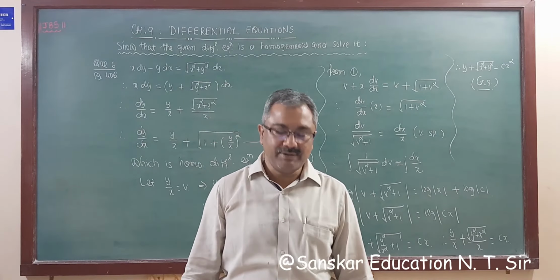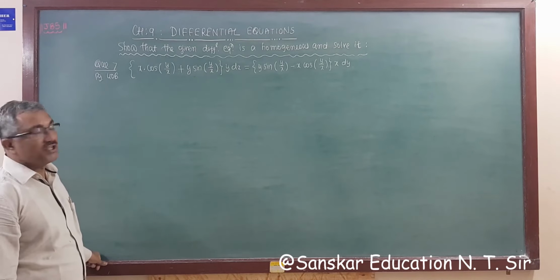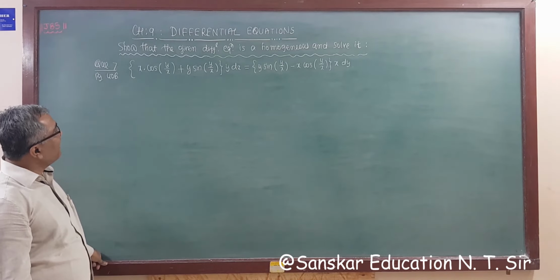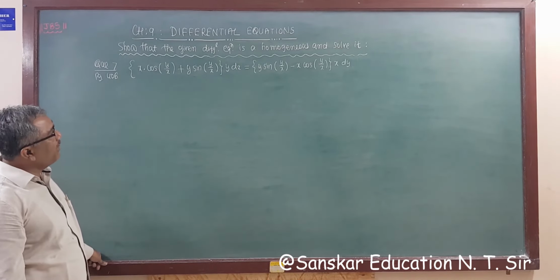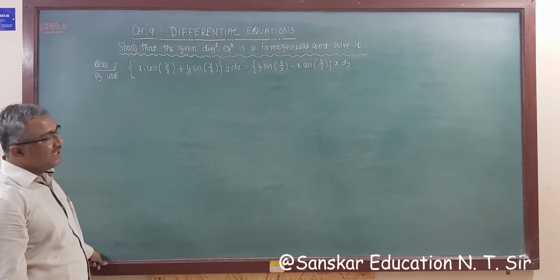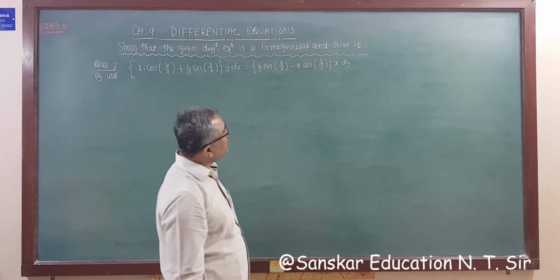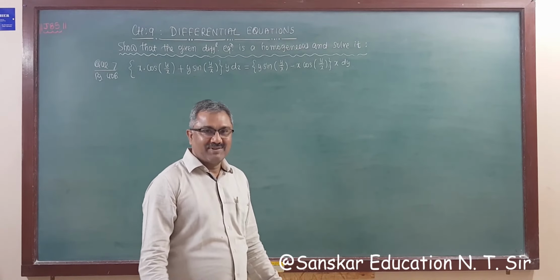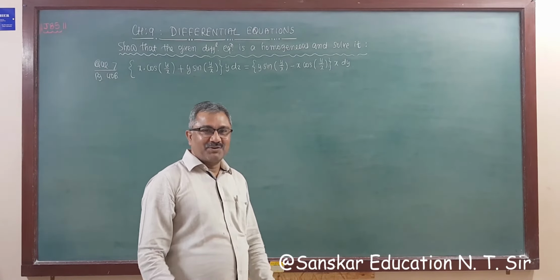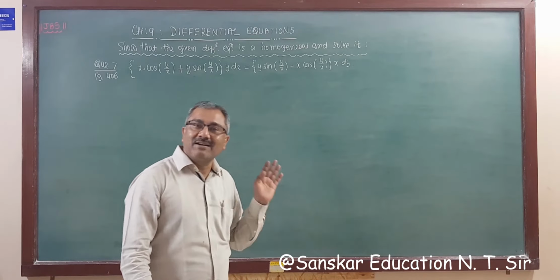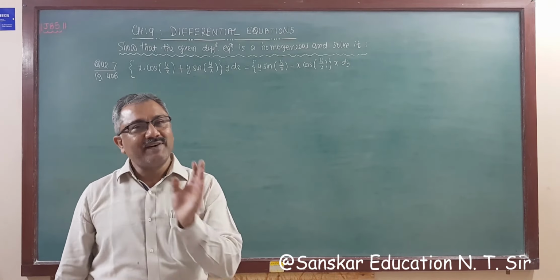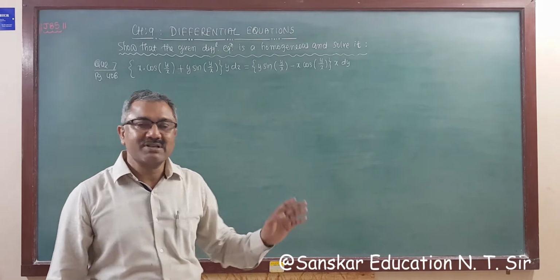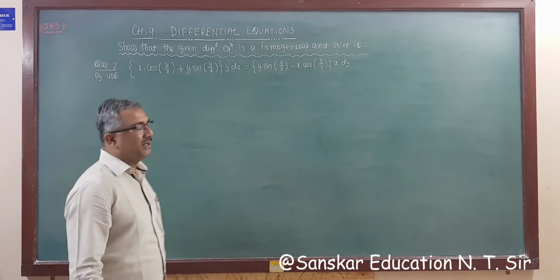Question number 7, page 406. x cos y by x plus y sin y by x into y dx is equal to y sin y by x minus x cos y by x into x dy. Right? No need to worry, don't take any tension. What do we have to do? First express this in the form of dy by dx. You must express this in the form of dy by dx.